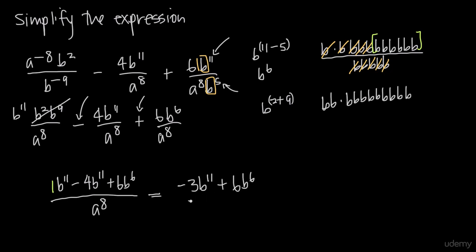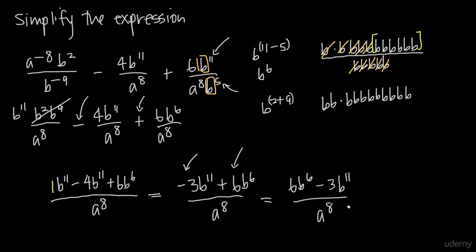So our numerator is simplified and our denominator is a to the 8th. The only thing we can do to simplify the final answer is, because this is a positive term and this is a negative term, we always like to start with a positive term if we can. So we'll say 6b to the 6th minus 3b to the 11th all over a to the 8th is our final answer when we use like terms to simplify the expression.